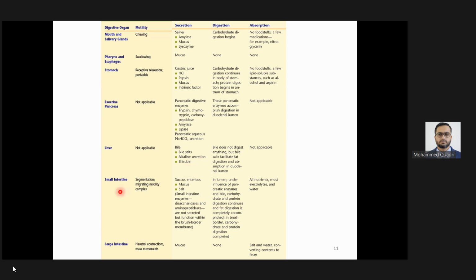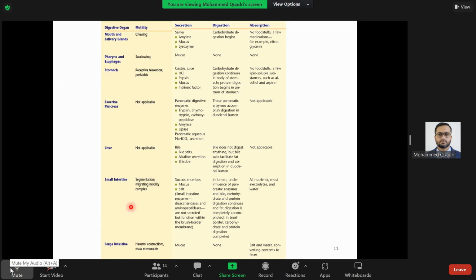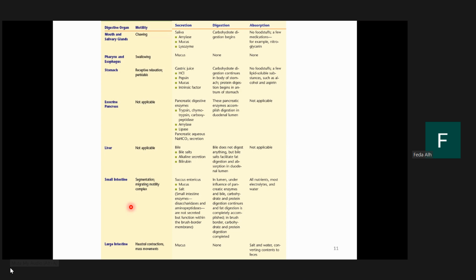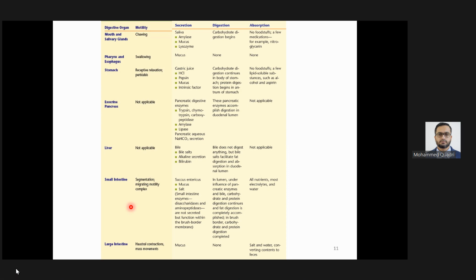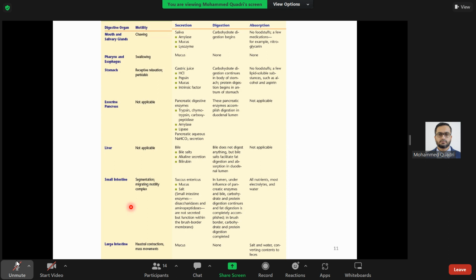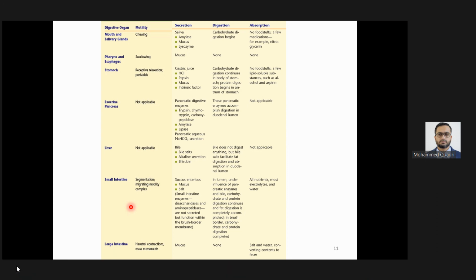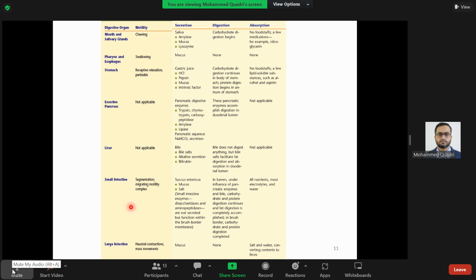Okay, coming to the small intestine, we'll finish in a few minutes. Don't worry. I just want to give you a little idea about the small intestine. We have to study it in the same way. What type of motility? Segmentation and MMC, the migrating motility complexes. Now, if there is a meal, what type of motility will there be? Segmentation. In between meals? Migrating motility. And which hormone is responsible for shifting between these two motilities?